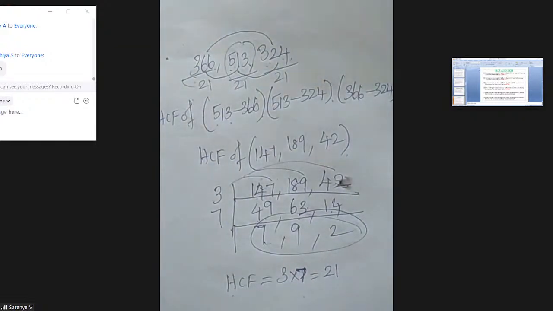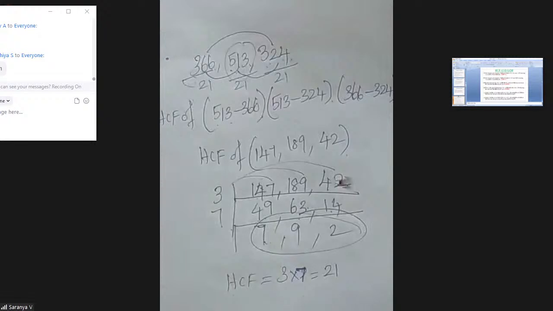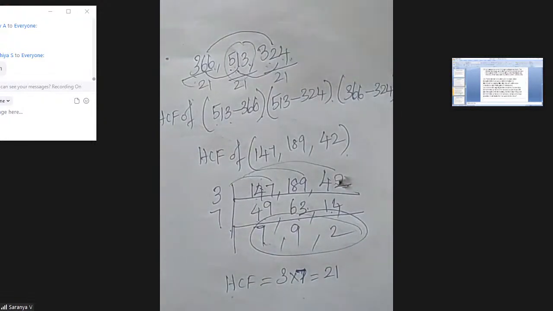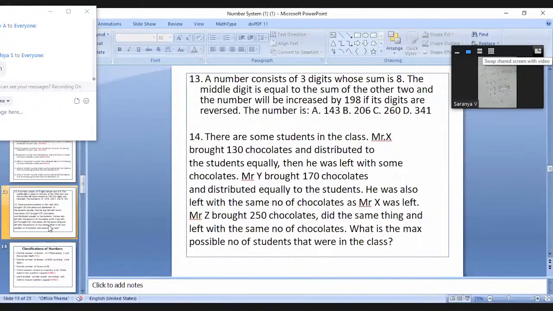Questions 11 and 12 are very simple. Please try that. Before that, wait for a few seconds and try the 14th question. There are some students in the class. Mr. X bought 130 chocolates and distributed them to the students equally, and then he was left with some chocolates. Read the question carefully. And Mr. Y bought again 170 chocolates and distributed equally to all the students.